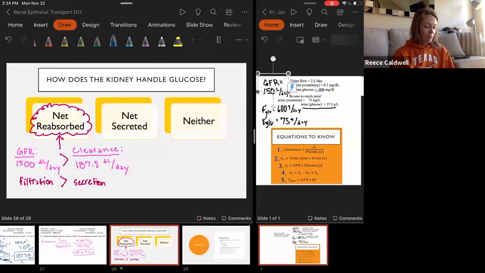Lastly, I just wanted to add this in here and talk about how the kidney handles glucose. If we compare our GFR to our clearance, we see that the glomerular filtration rate is higher than the amount we're clearing. So that tells us that filtration is greater than excretion, which means we reabsorb glucose. So the net process is net reabsorption, because we're filtering way more than we are excreting.